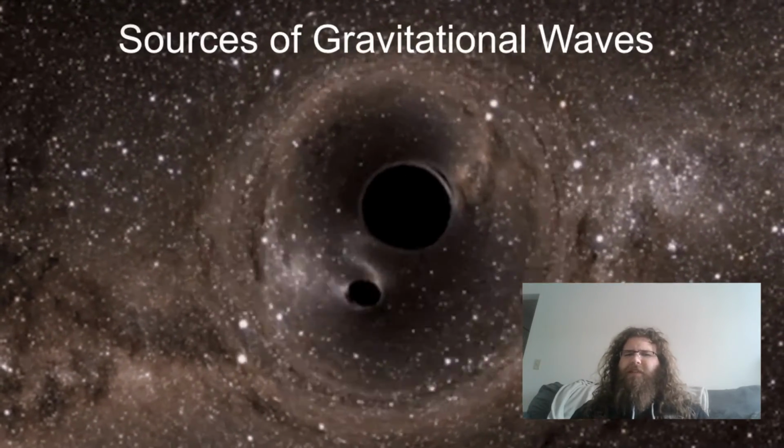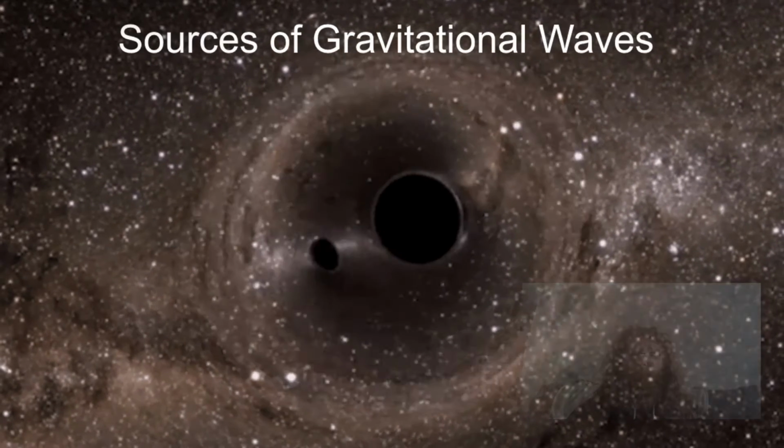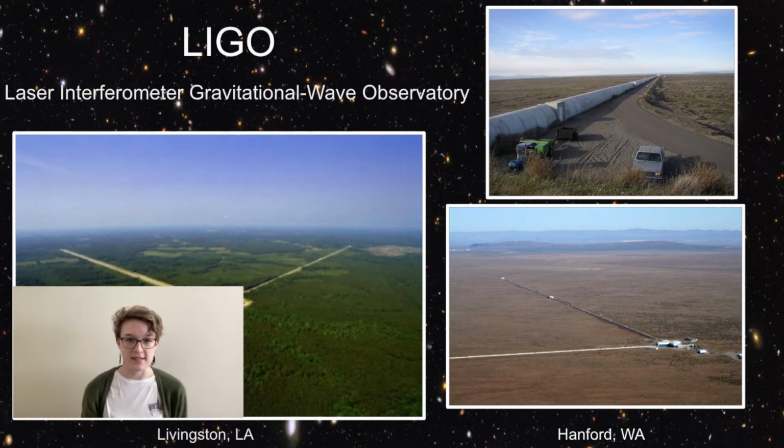But how exactly do we detect these ripples? When these kinds of sources send out gravitational waves, the ripples travel really far. They move through space at the speed of light, and once they reach Earth, scientists use LIGO to detect them. LIGO is an observatory made of lasers and mirrors, and there are 2 sites in the US, one in Washington and one in Louisiana. Each site has 2 perpendicular arms that are 4 kilometers long. Imagine the Golden Gate Bridge lined up 4 times!